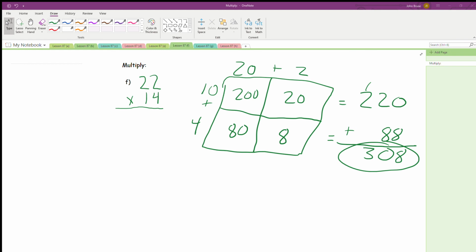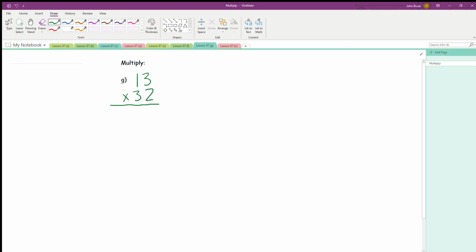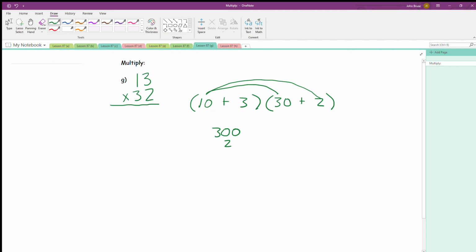All right, moving on to G. Here we're going to do the rainbow method. So I'm going to put my sets of parentheses here. We're going to turn 13 into expanded form, 10 plus 3. We're going to turn 32 into expanded form, 30 plus 2. Then we're going to solve 10 times 30, which is 300. Then 10 times 2, which is 20. Then 3 times 30, which is 90. And then 3 times 2, which is 6.